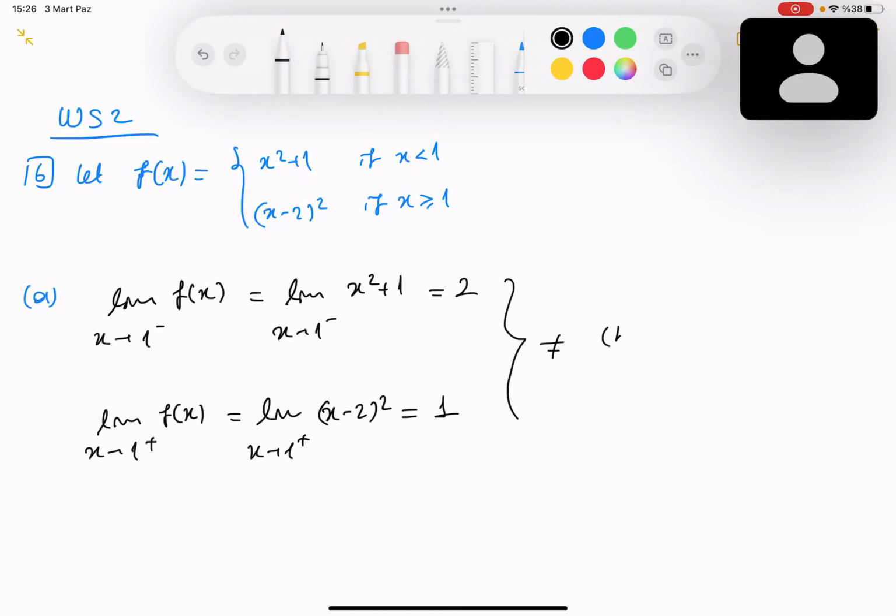In part B, it asks if the limit exists at the point 1. So the answer is no. It does not exist because we don't have the equality. Right, in part C, you just sketch the graph of f.